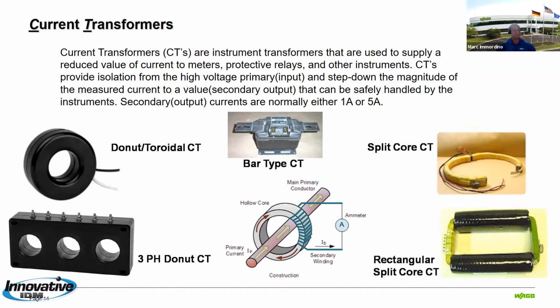And you have different types: donut, split core, bar type. You've probably all seen these, but it's a type where you have the main line, your primary current, going through the CT, so we can measure this information to an amp meter or a PLC IO card.